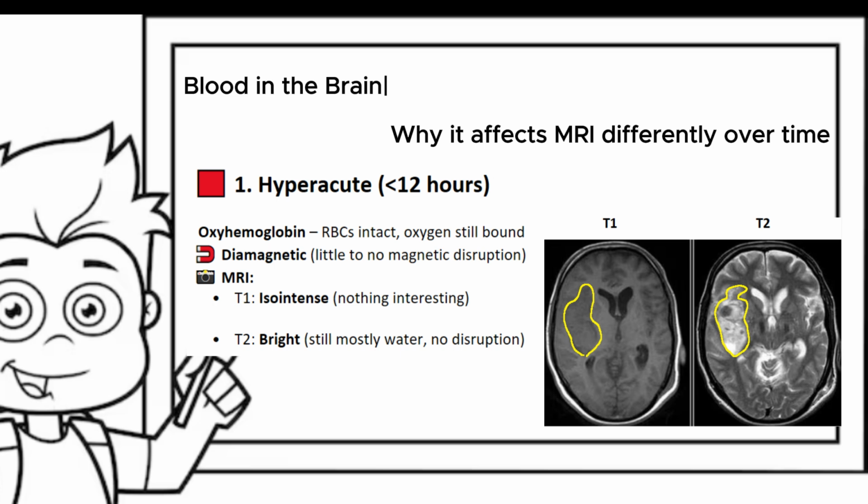So, hyperacute T1 is isointense because we have oxyhemoglobin, which is still oxygen bound. It is not highly paramagnetic. And we have T2 being bright because water is still flowing. And remember, flowing water comes out as bright on T2.